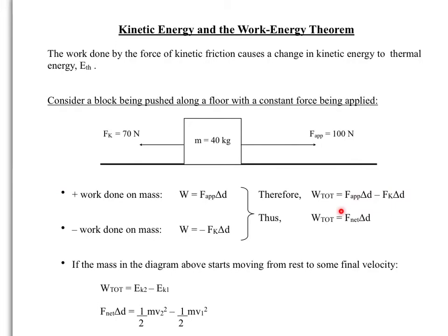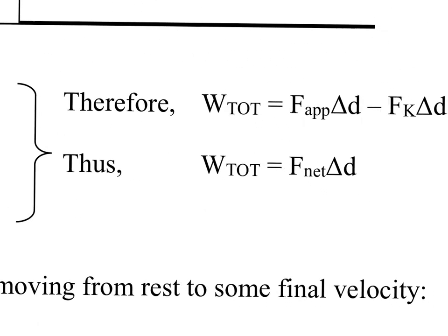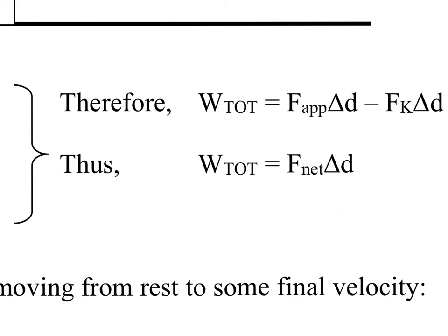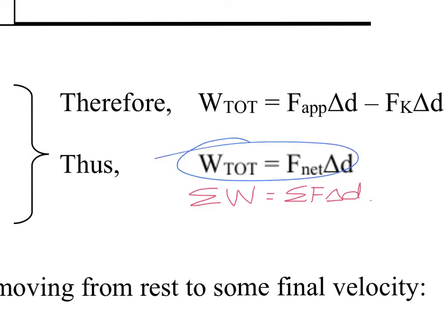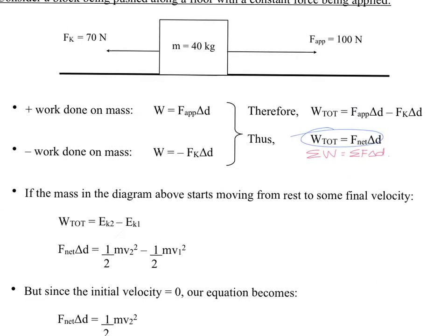I'm going to rewrite this equation just because I like to write things a little bit differently. For my total work, I'm going to rewrite that as the sum of all the work that's being done is equal to the net force, which I'm going to write as the sum of all forces times delta D, your displacement. Okay, so that's just another way of writing the exact same thing above there. Hopefully you guys don't have too many questions.